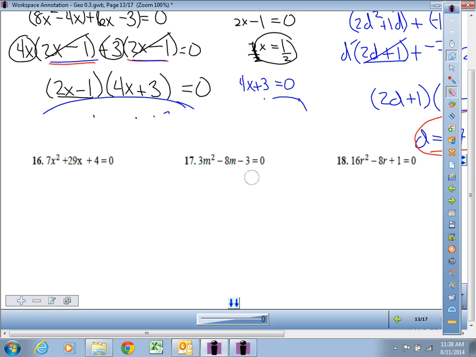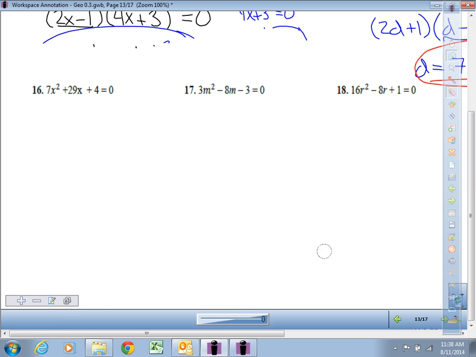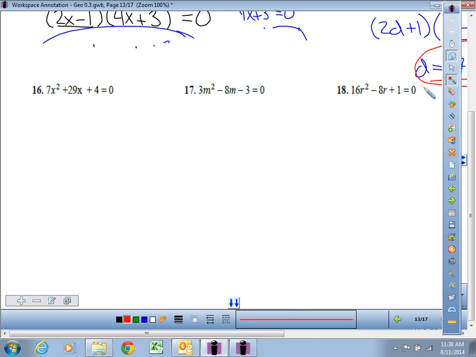So we'll do number 16. Okay. First things first, let's go through our checklist. Is this equal to 0? Yeah, equal to 0, good to go. Second thing we need to check is what's the a value. Well, the a value is 7 right here, so it's not the quick, easy method. It's a longer method. So what we need to do is take a times c, which is 7 times 4, which is 28. We need to find those factors of 28 that add to 29.